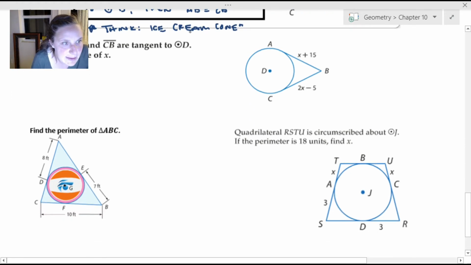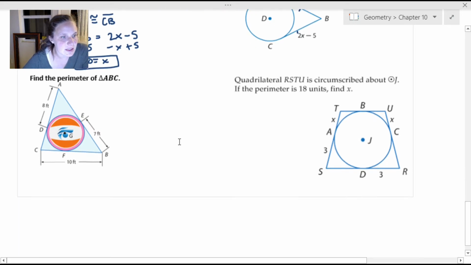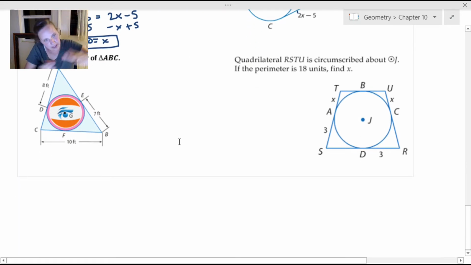So AB and CB are tangent to circle D, so I know that they are congruent. AB is going to be congruent to CB. If they're congruent, their measures are equal. So x plus 15 is going to be equal to 2x minus 5. And now I'm just solving, subtracting x from both sides and adding 5 to both sides. 15 plus 5 is 20. X is equal to 20. Done.